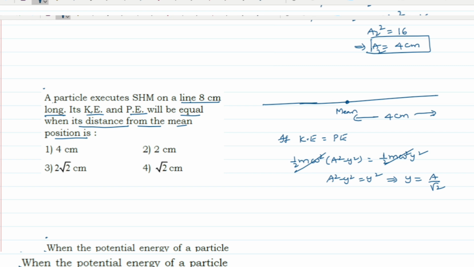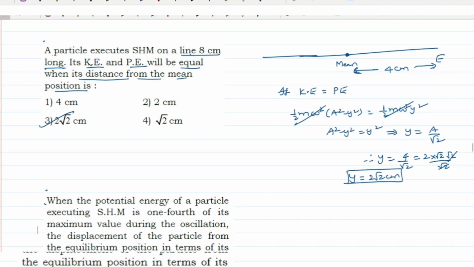So the length of the line is 8 centimeter, and the amplitude from mean to the extreme is 4 centimeter. Then y equals 4 by root 2. You can write this as 2 into root 2 into root 2 by root 2, so the y value will be 2 root 2 centimeter. So this is the correct answer.